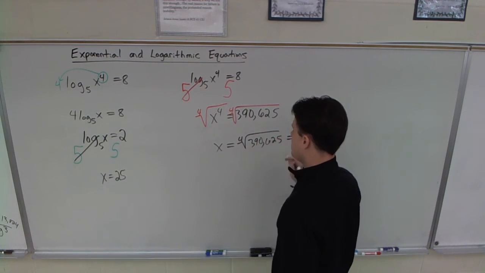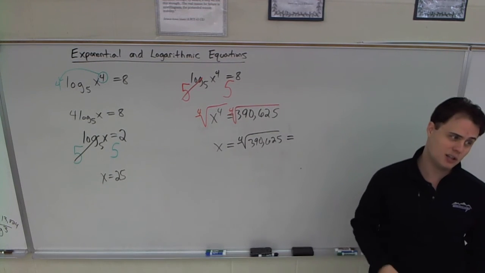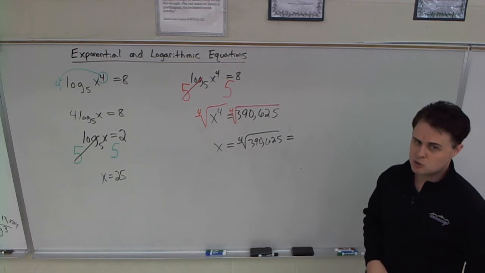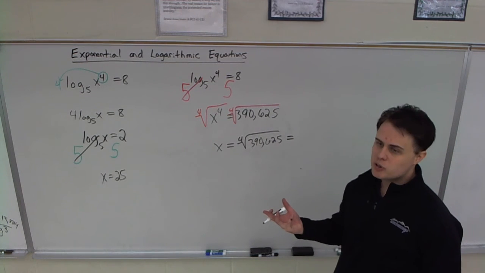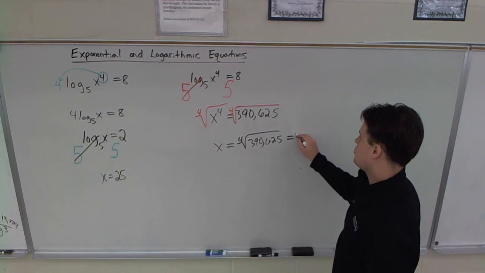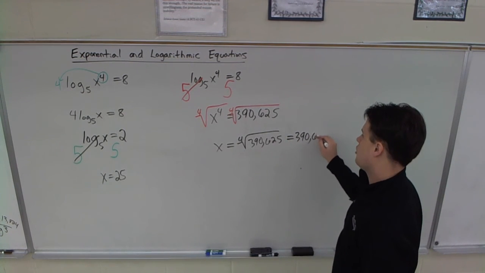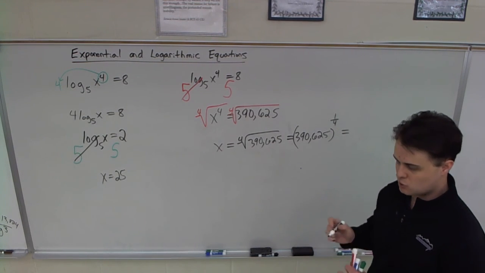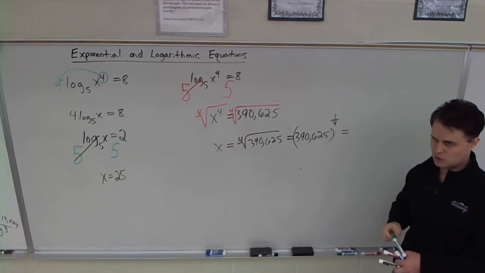390,625. Now there's a couple ways to put that in your calculator. You're going to have to use it again, so you got to use it twice if you do it this way. But the easiest way is to remember what I said from last week. Square root is 1/2 power, so 4th root is 1/4 power. So that's the easiest way to put this in your calculator, is to raise it to the 1/4 power. So why don't you guys do that and tell me what the answer is?